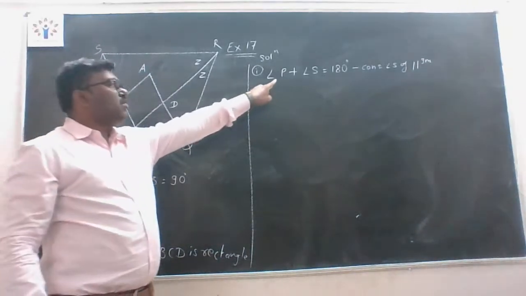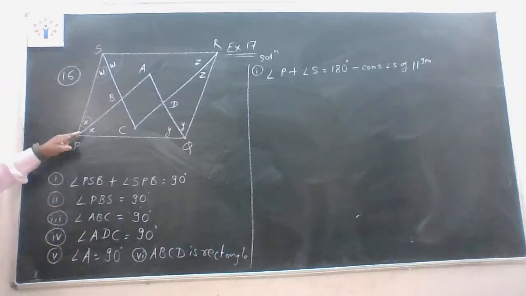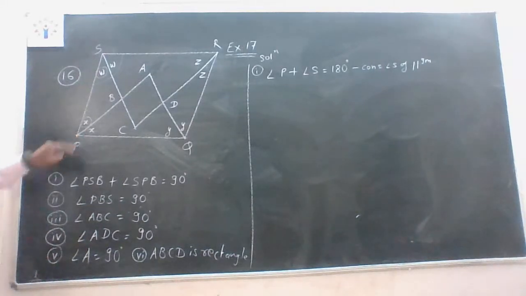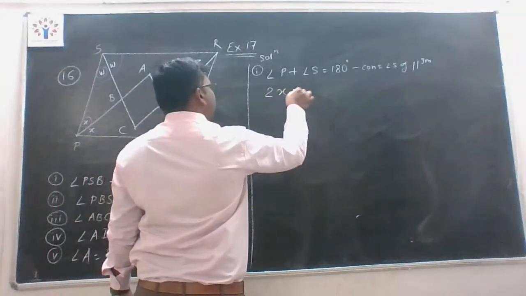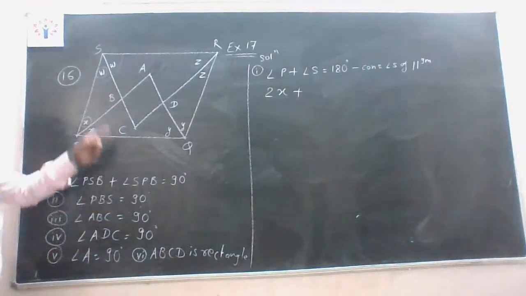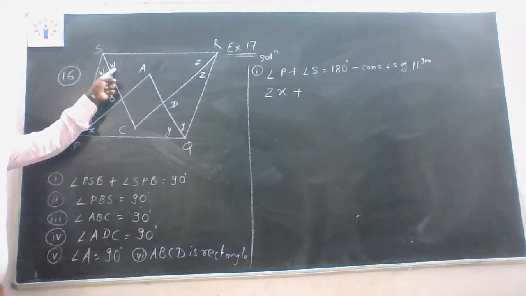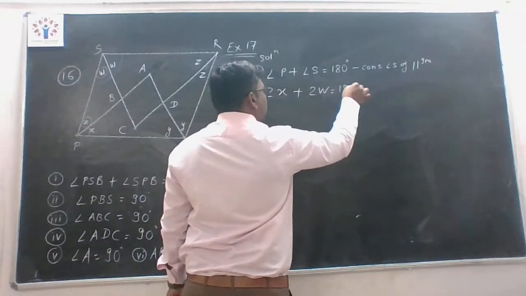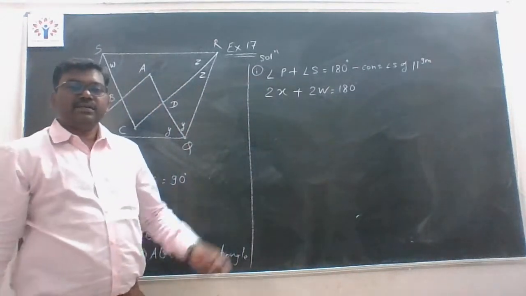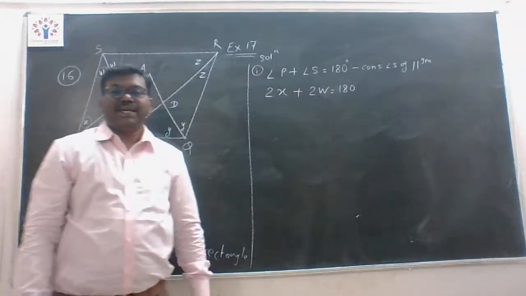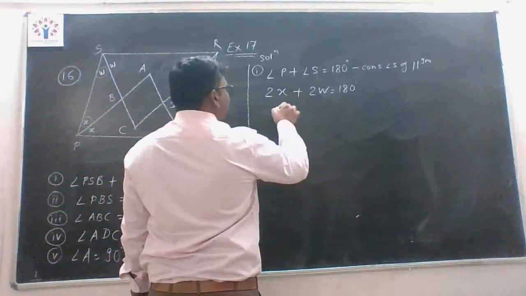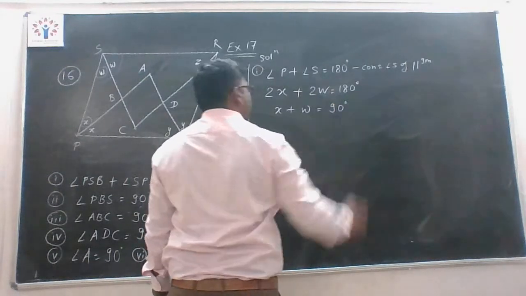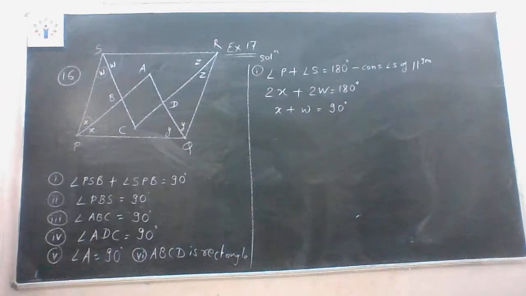Now students, what is the measurement of angle P? X plus X, so we can write 2x. Similarly, what is the measurement of angle S? W plus W, so we can write 2W, which equals 180. Understood till here? So divide this equation by 2. When we divide by 2, we get X plus W is 90 degrees. Correct? X plus W is 90 degrees.